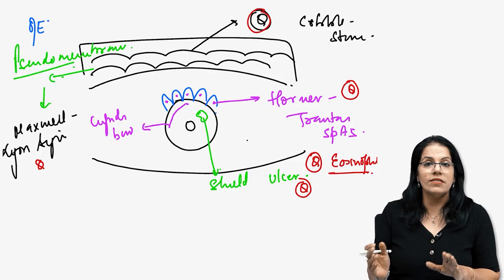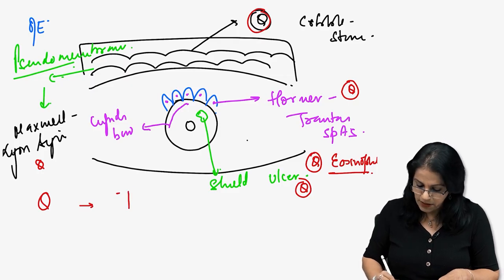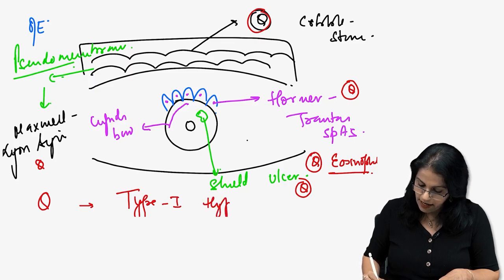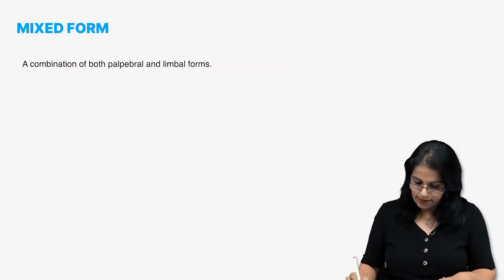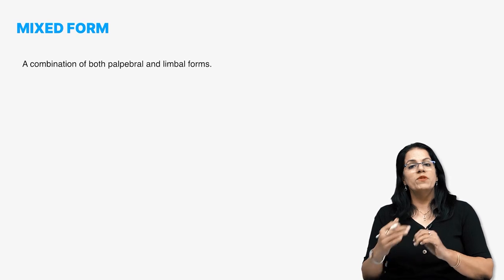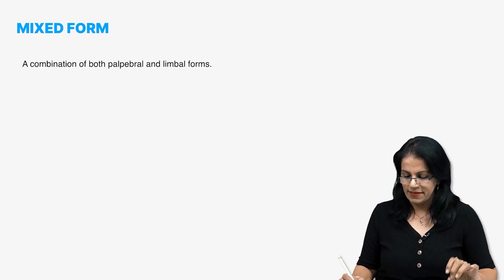It can be any type. Another question is, what type of hypersensitivity reaction is this? It's simple. It's an eosinophilic reaction. So it is hypersensitivity type 1. Okay. Remember, this is a type 1 hypersensitivity reaction. And what was the mixed form? Of course, when both the features are there, this is your mixed form.